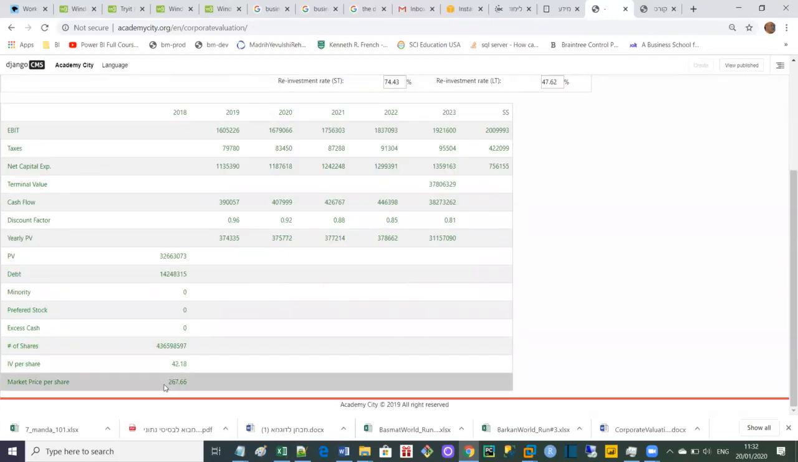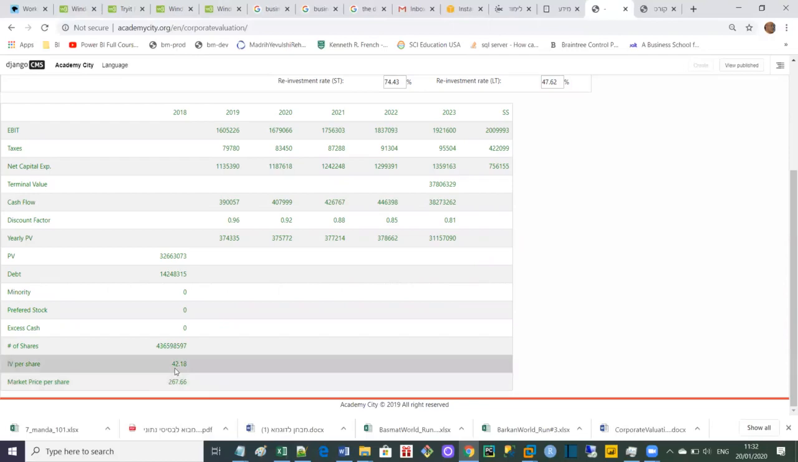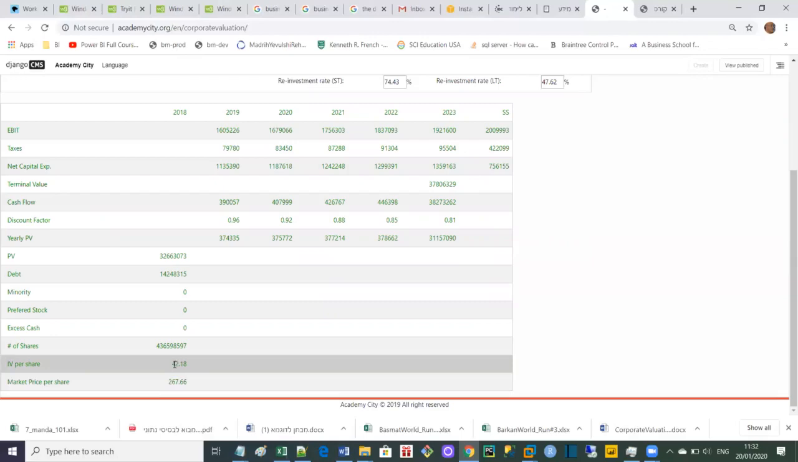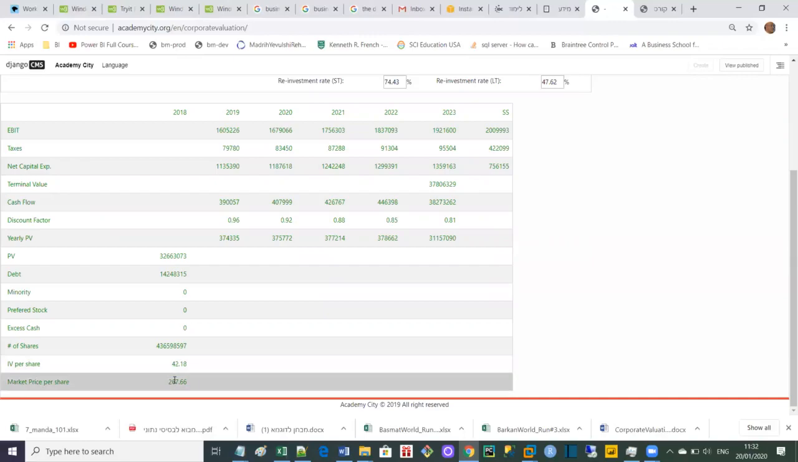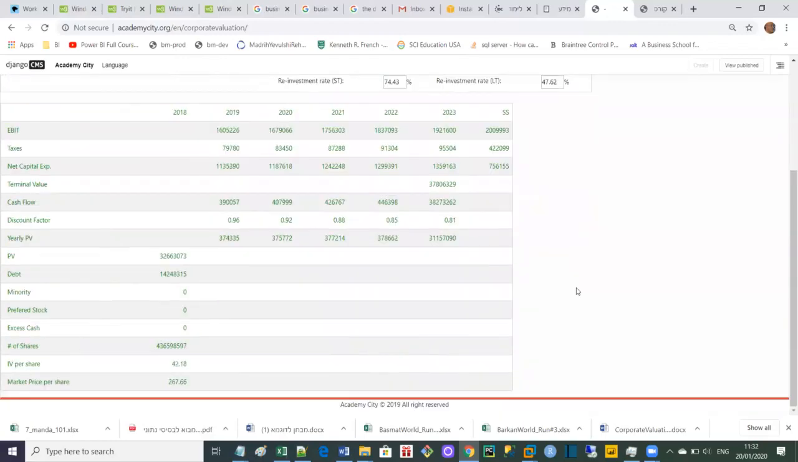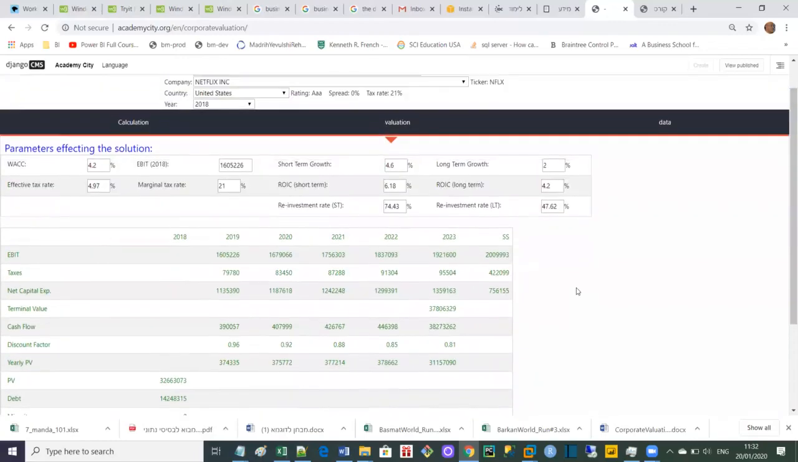The shares are traded for $267 per share. On the other hand, our valuation is giving us 42. Are we totally off and the market is right? Or is the market totally off and the valuation is good, and we should expect the share value of Netflix to go down? Well, to make sure that I'm not really off, a good practice is to ask where I might have gone wrong.